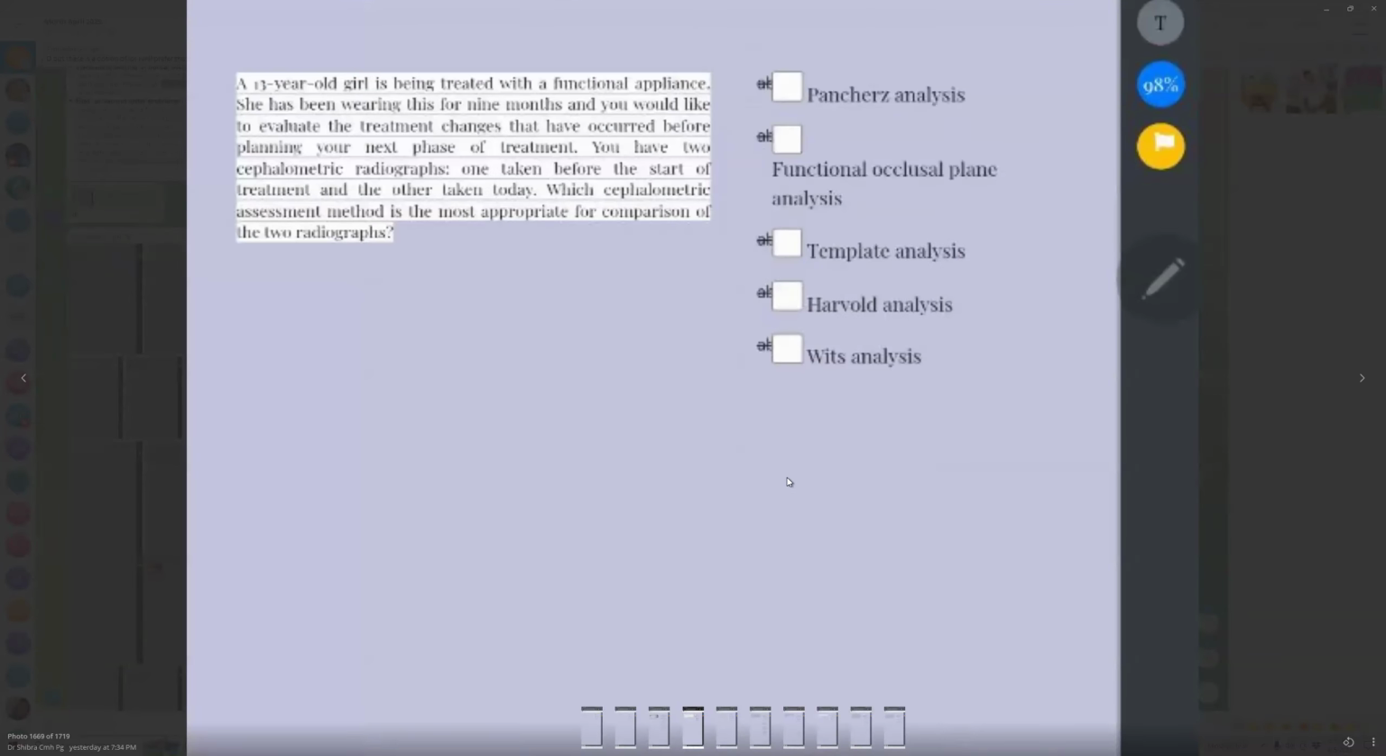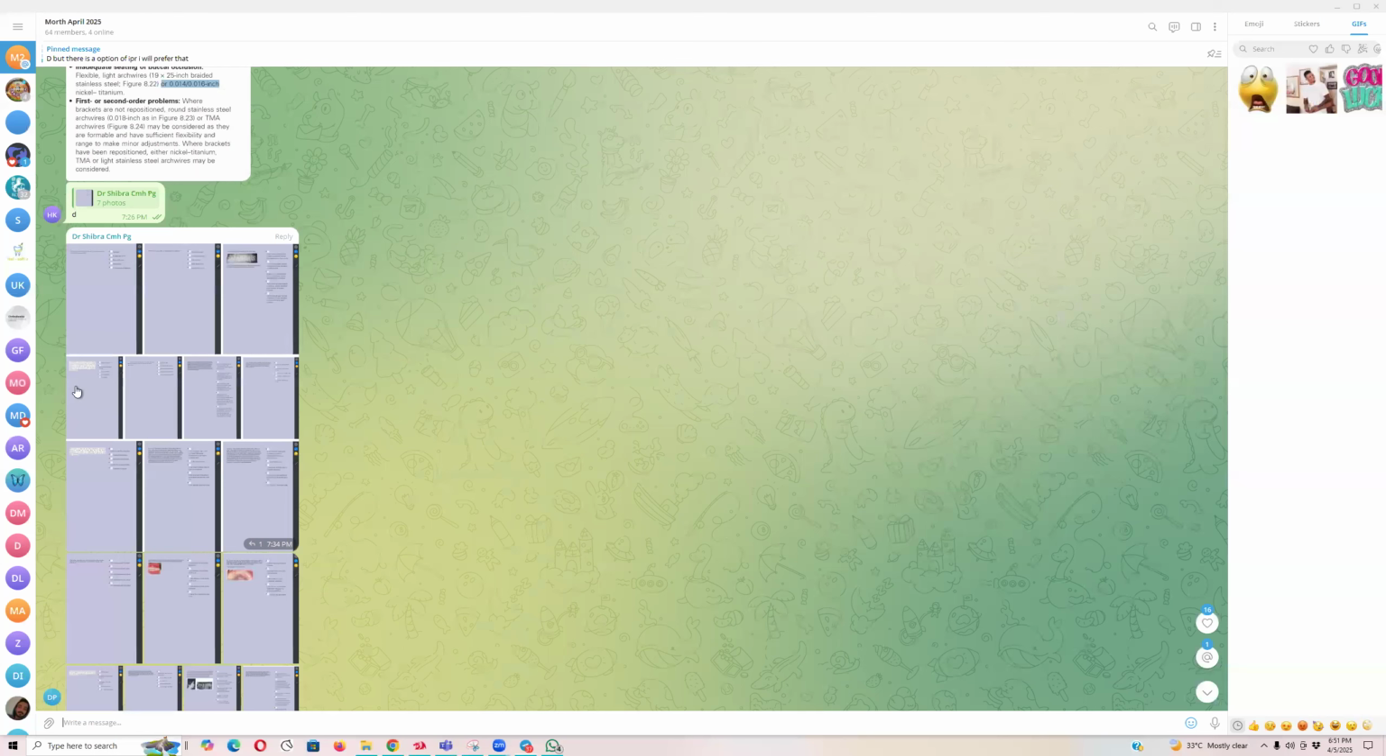A 13 years old girl is being treated with functional appliance. She has been wearing this for 9 months. And you would like to evaluate the treatment changes that have occurred before planning the next phase of treatment. You have two cephalometric radiographs, one taken before the start of treatment and the other taken today. Which cephalometric assessment method is the most appropriate for the comparison of the two? So we can have this grid analysis that includes Bench and Pitchfork, or we can go for Björk. So we already have Bench here, so I will go for Bench. This is a repeated exam question. So option A.